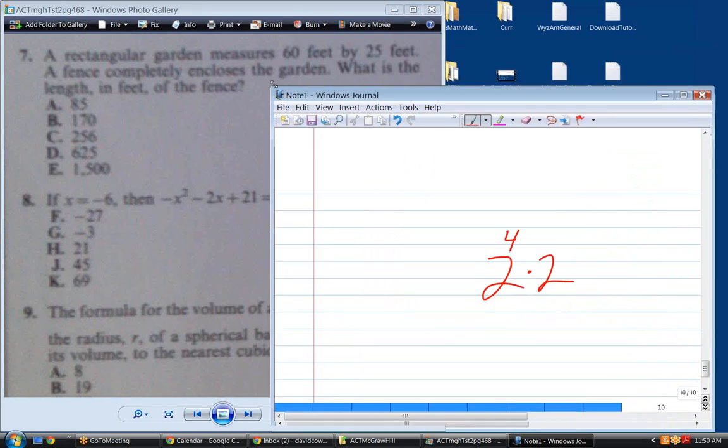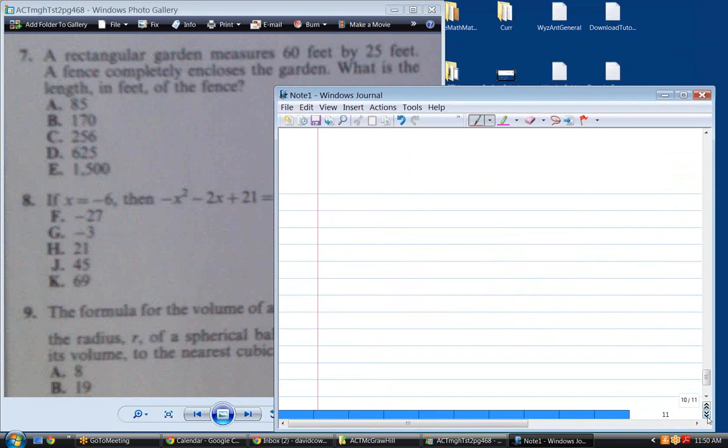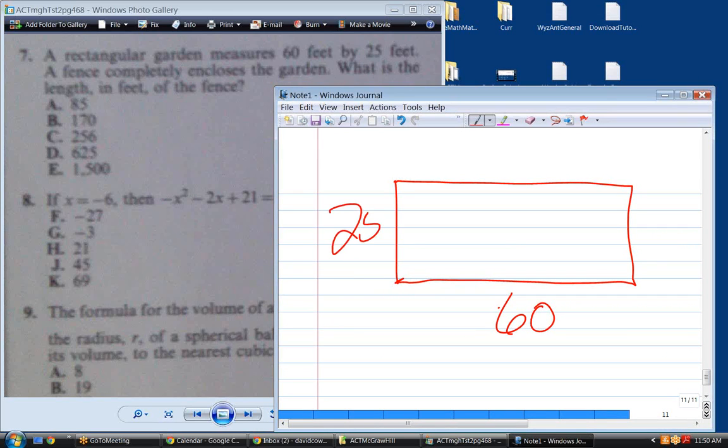7 is another one-step problem. How long is the fence that goes around that garden? There's the fence. 170. Okay.